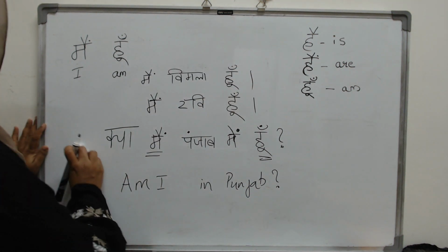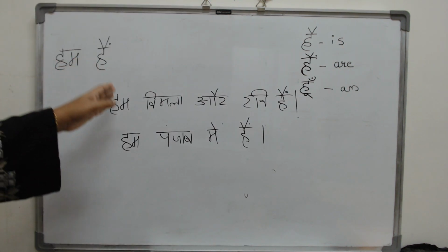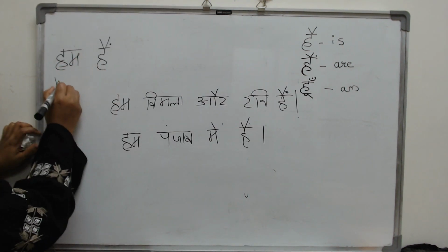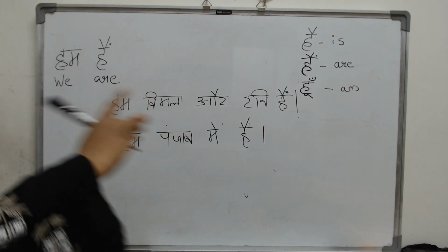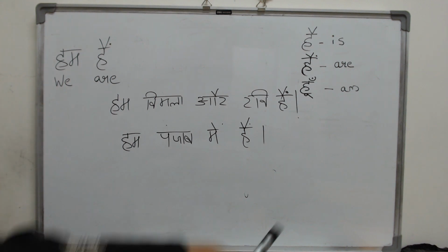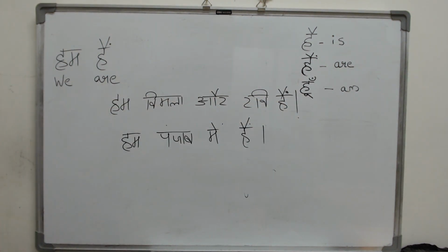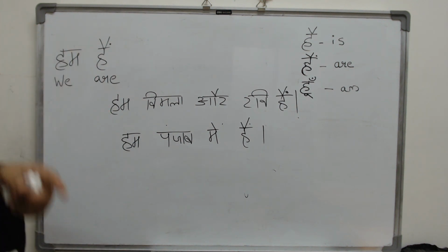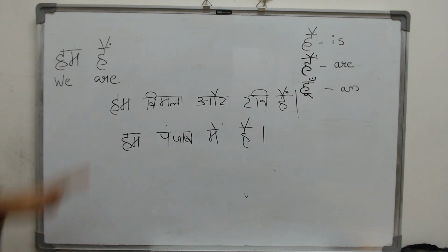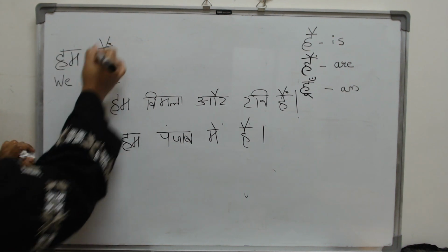Now we come to our next set of examples. Now the next set, hum, hain. Hum means we. Hai means are. Can you think of any other combination with we? Any of these helping verbs? We is, we are or we am. Only are, right? So when you are talking about more than one person, you use the word hai with a dot on the top. You see the difference?